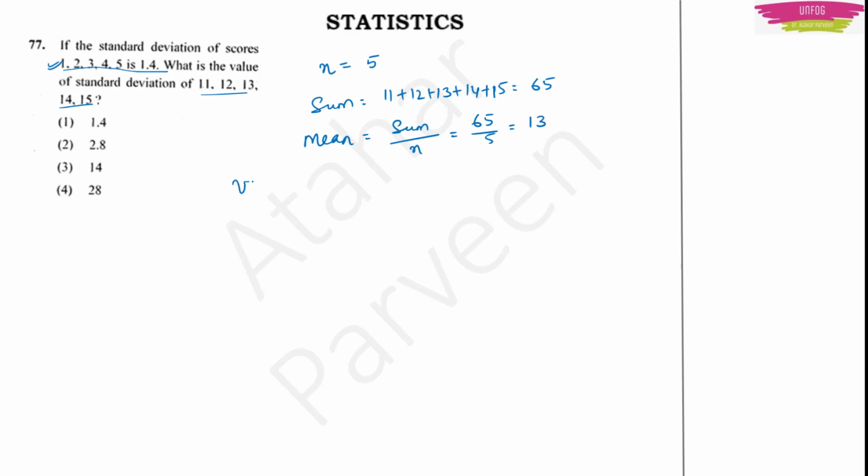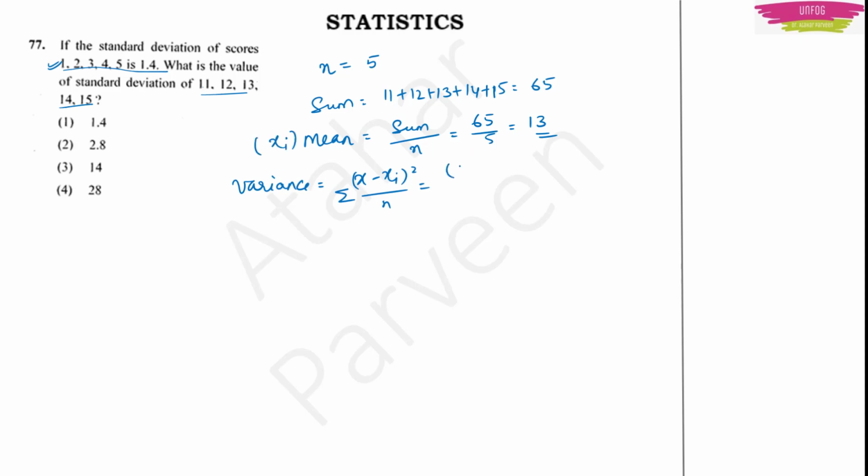Now you find the variance. The variance will be equal to the summation of x minus xi, whole square, upon n. That means whatever number is there, every time you subtract it with this mean. This mean is xi actually.